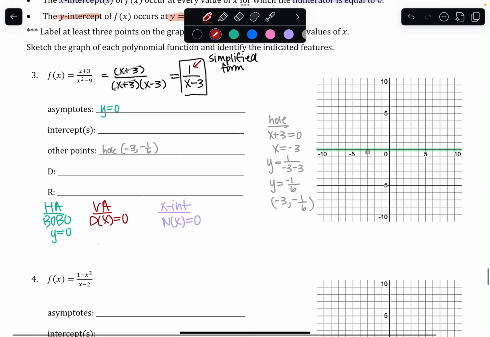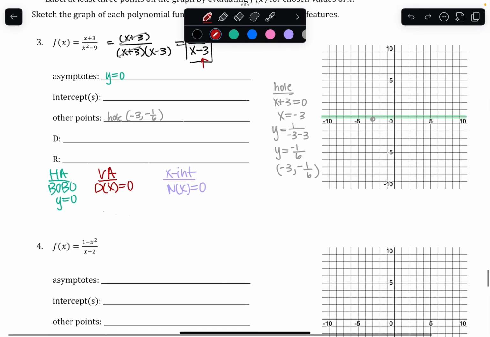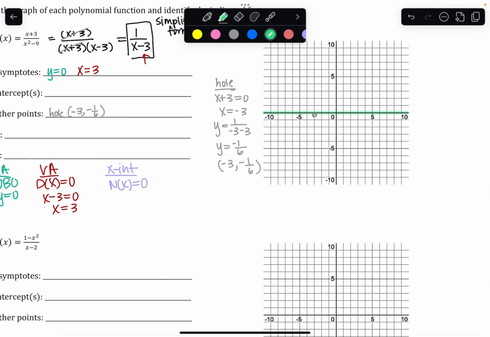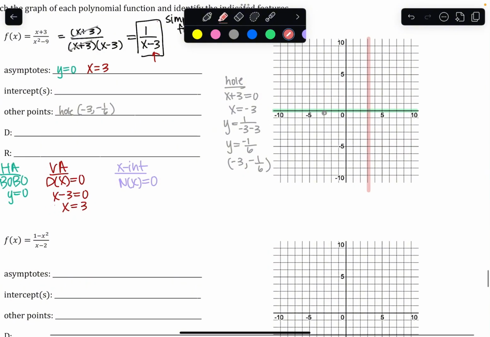And so looking at our simplified form, our denominator is x minus 3. Don't go back to the factored one with the x plus 3, because that's the hole. And so x minus 3 equals 0, and so x equals 3 is our vertical asymptote. So the "x equals" is important. The "x equals" means you're crossing through the x-axis. And so we have a vertical asymptote at x equals 3.